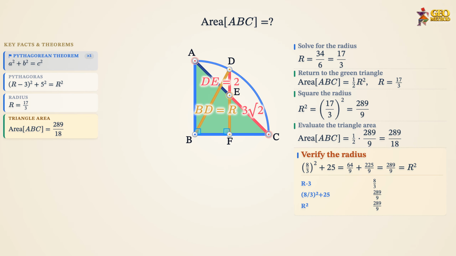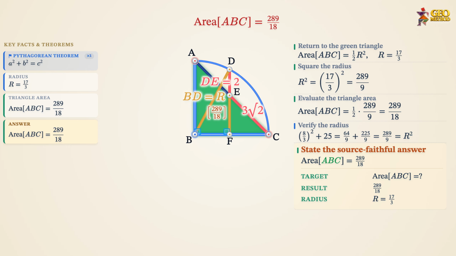As a check, R minus 3 is 8/3. 8/3 squared is 64 ninths, plus 25, which is 225 ninths, totals 289 ninths, exactly R squared. The radius holds. So the area of the green triangle ABC is 289 over 18 square units.